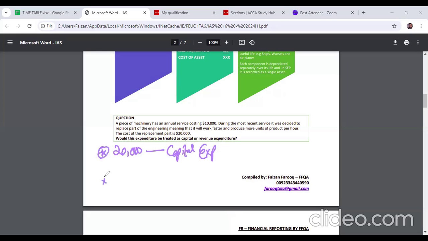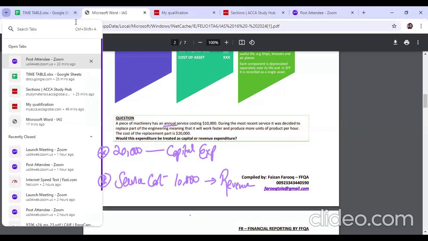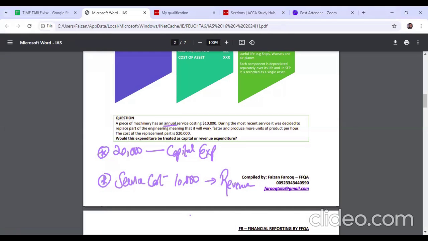Fine, fair enough. What about the service cost of 10,000? What is that? That will be revenue expenditure. You are right, but why? Because it's annual, so every year we're going to pay this 10,000. Good. Again and again, we have to incur that cost. A cost which is going to be incurred again and again is a revenue expense. So one is capital and another is revenue expense, and we are done with it. This is a very easy question. Any problem? No.